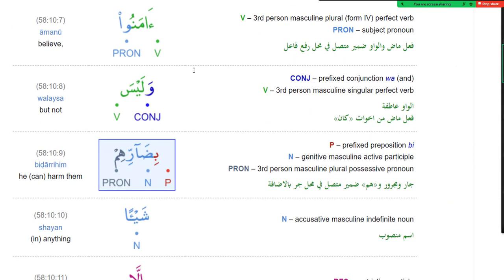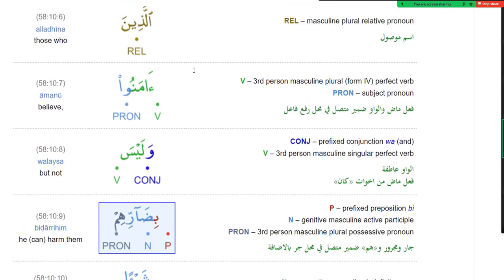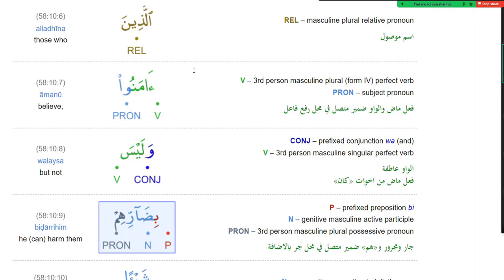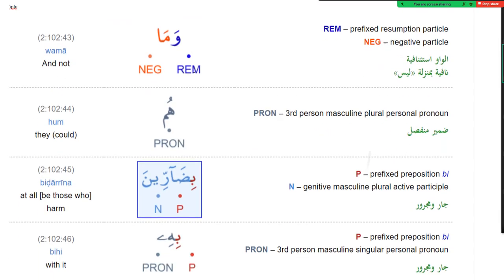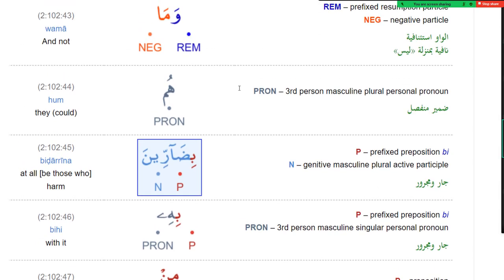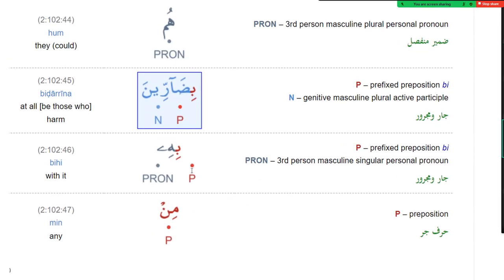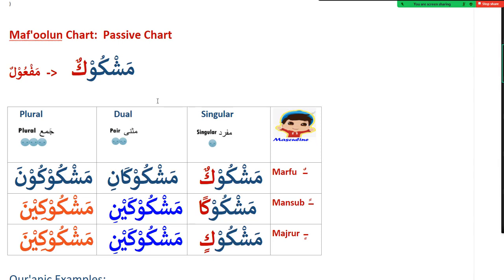الَّذِينَ آمَنُوا وَلَيْسَ بِضَارِّهِمْ شَيْئًا. This is masculine, بِضَارِّهِمْ. And we have وَمَا هُمْ بِضَارِّينَ بِهِ مِنْ. This is also masculine again. بِضَارِّينَ is plural. ضَارِّ was singular here. ضَارِّينَ is plural.